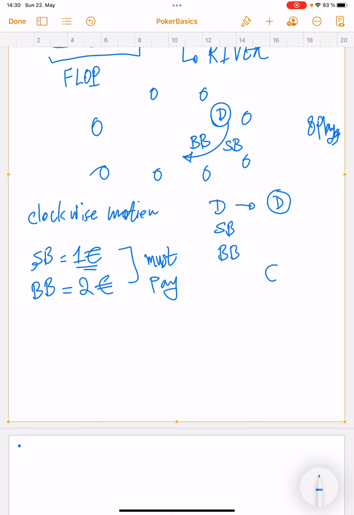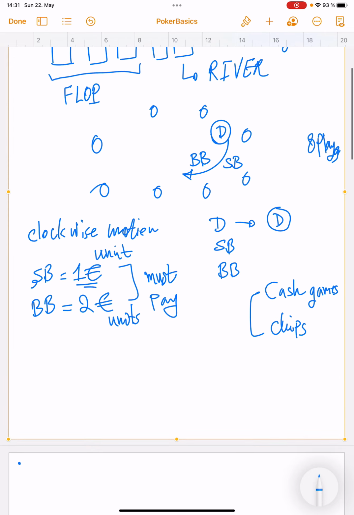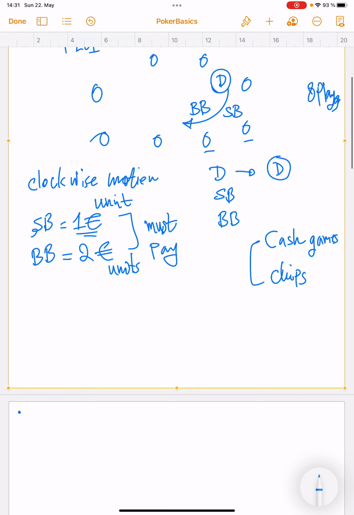It depends on whether you are playing cash games or you are playing with chips. So this can be, I don't know, one unit you may call it. And this will be 2 units, or double the small blind. So these 2 players must pay this amount. It can also be 100 if you have chips.